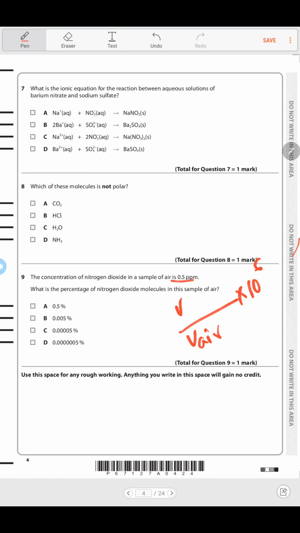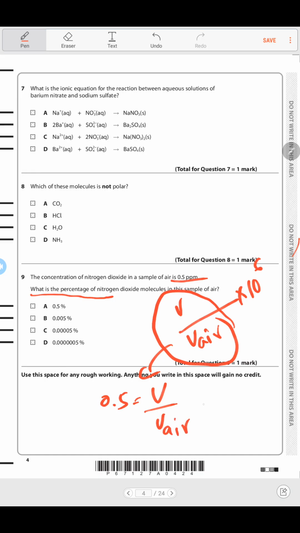They gave us ppm. Let's see what they are really asking us to calculate. They're asking us to calculate the percentage of nitrogen dioxide. Percentage simply means you take this ratio as a percentage. So we know 0.5 equals this ratio times 10 to the power 6. That's how I can write the equation mathematically.